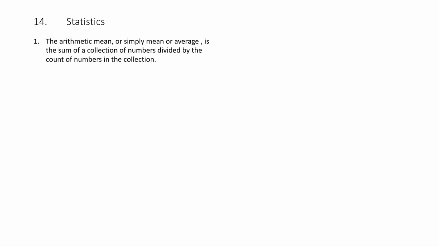Arithmetic mean, or simply mean or average, is the sum of a collection of numbers divided by the count of numbers in the collection. Standard deviation is a measure of variation or dispersion of a set of values. Sigma is equal to the square root of sigma d square divided by n.